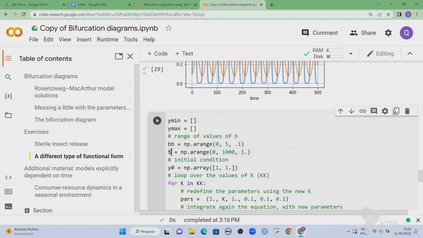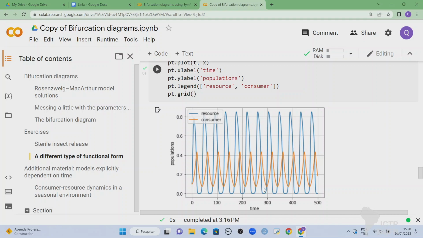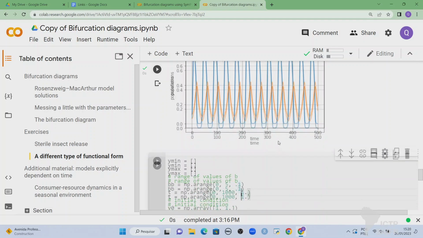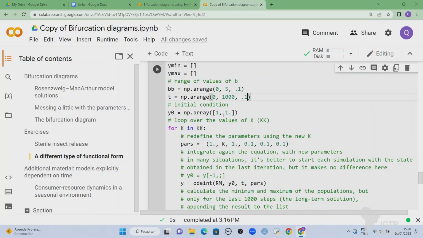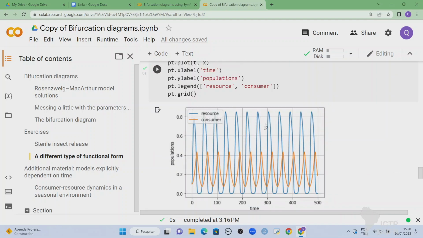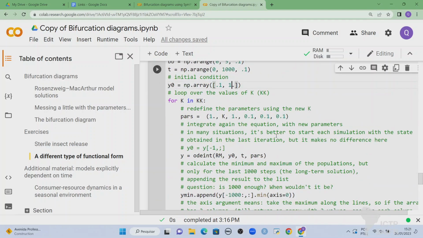Here, for the time step, when you have cycles, you have to be careful not to have too large time steps, otherwise you won't see the peaks and valleys. So it cannot be too large. Let's go back to 0.1. Now the initial condition, I will keep using 0.1, because the values were oscillating between about 0.4, 0.2, 0.4, 0.6. So 0.1 looks okay. So 0.1 again, and now I loop over the values of b.